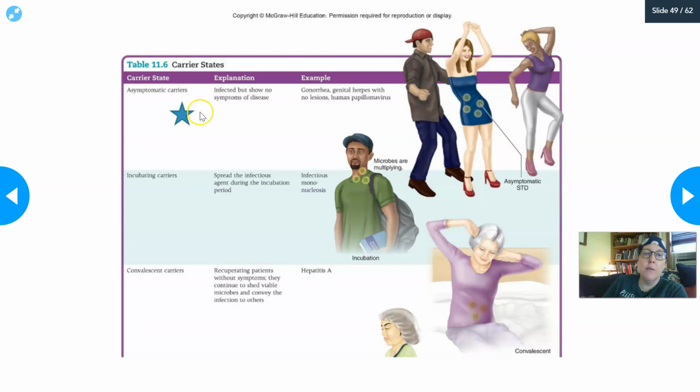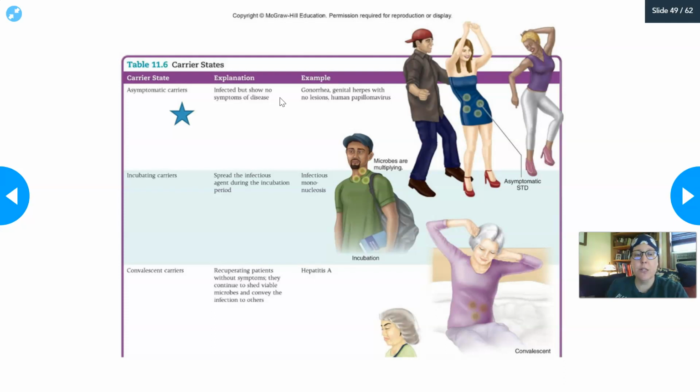Okay, so let's talk a little bit about carrier state. Asymptomatic carriers are infected, but do not show symptoms of disease. Of course, if you don't show symptoms of disease, you're not going to get treatment, and you don't know that you can spread it to other people. This is very, very common with gonorrhea, genital herpes, and HPV. You just don't know that the person has it, and if you have unprotected sex, for example, you can get infected.